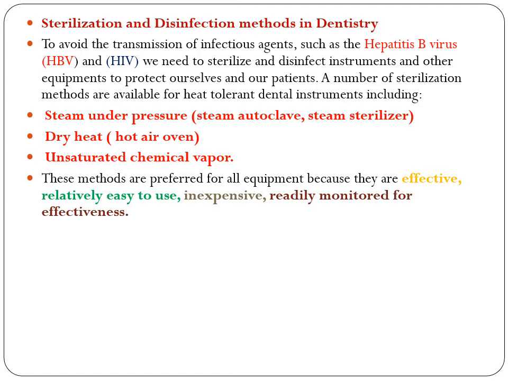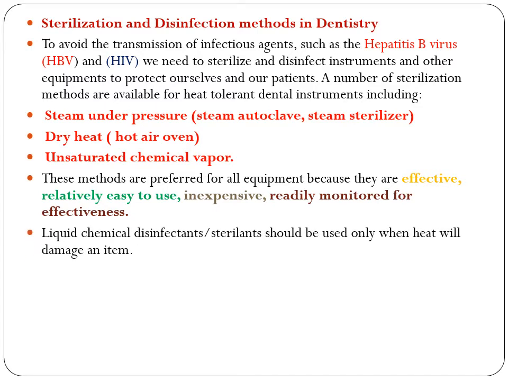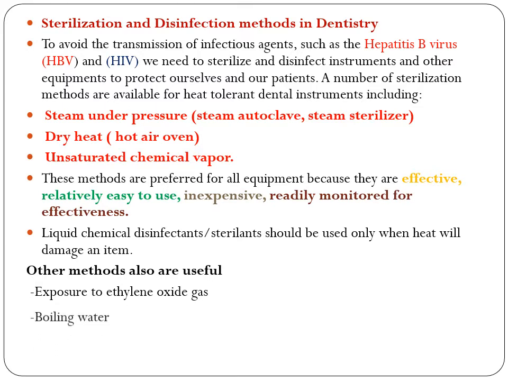These methods are preferred for all equipment because they are effective, relatively easy to use, inexpensive, and readily monitored for their effectiveness. Liquid chemical disinfectant or sterilant should be used only when heat will damage an item. There are other methods that may also be useful for sterilization and disinfection in dentistry, including ethylene oxide gas exposure, boiling water, ionizing radiation, and lastly 10% bleach when there is no other option.